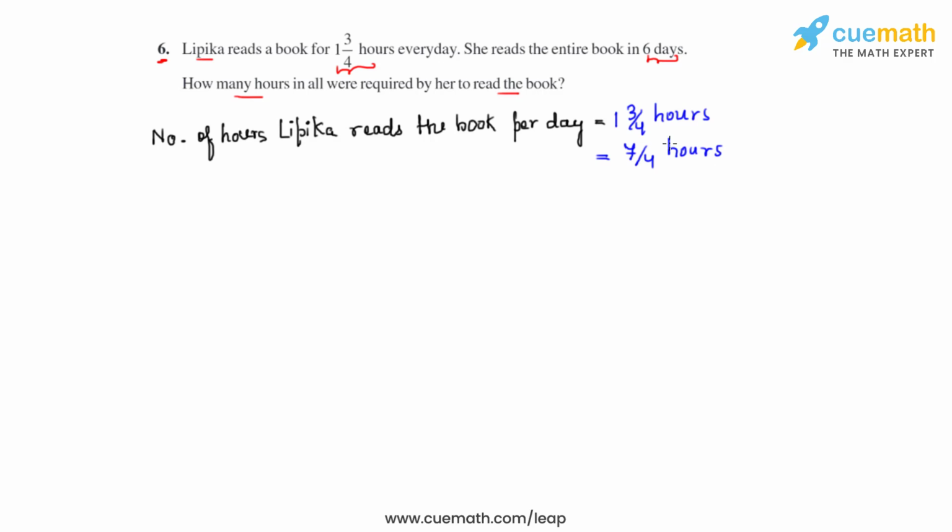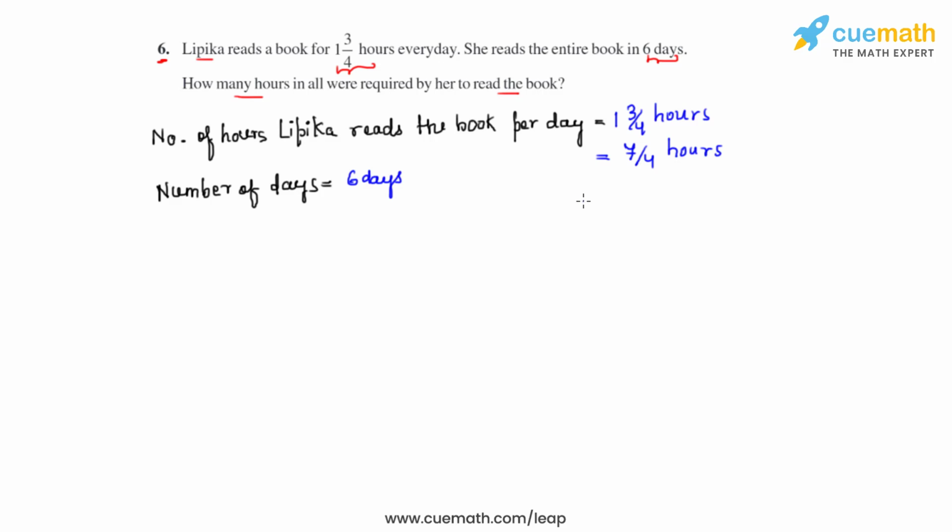Now we have to see how many days she reads this book. So she has read the book for 6 days. Every day she is spending 7/4 hours. So we write the number of days to be equal to 6 days.